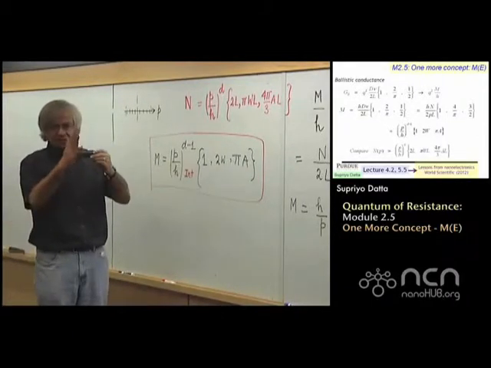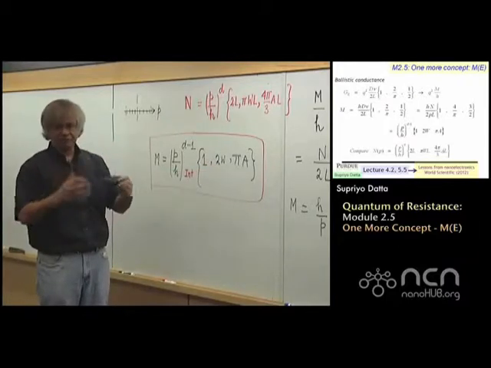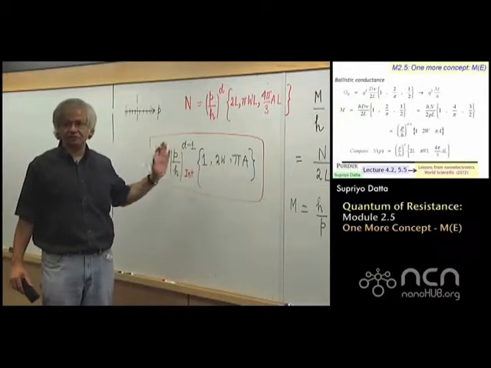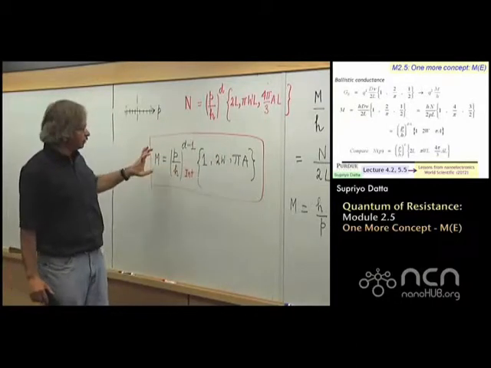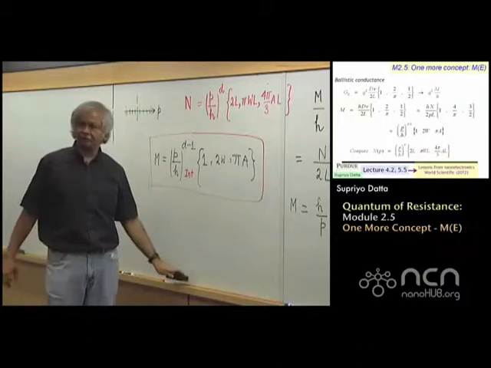If it's two-dimensional, then what you have to do is look at the width, see how many wavelengths fit. If it's three-dimensional, look at the cross-section, see how many wavelengths fit. And that will be the way to interpret this new concept that we introduced in this module, this M, or the number of modes.